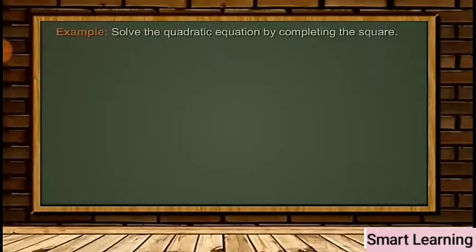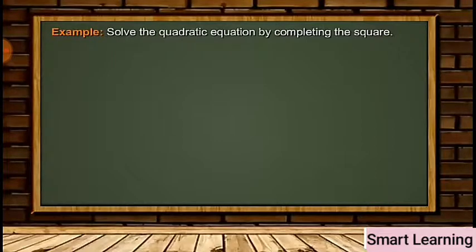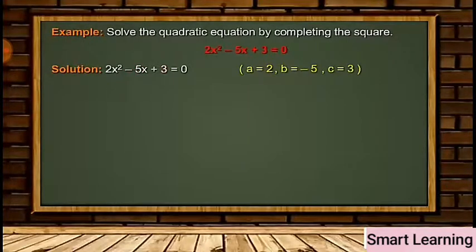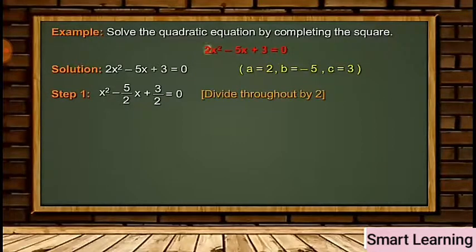Let us take an example for better understanding. Solve the quadratic equation by completing the square: 2x² − 5x + 3 = 0. Let us solve. Here, a = 2, b = −5 and c = 3. First step, divide throughout by 2, as here the coefficient of x², a, is equal to 2. We get x² − (5/2)x + 3/2 = 0.